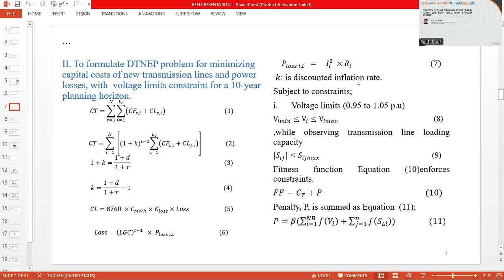This objective function is subject to constraints 1 and 2, the voltage limits, which require it to be limited to between 0.95 and 1.05 pu, as given in equation 8, and the line loading limits capacities, as given in equation 9. The fitness function in 10 enforces these 2 constraints with a penalty of B, which is assumed to be 10 raised to the power 6, applied to any violations of the voltage and the transmission line loadings.